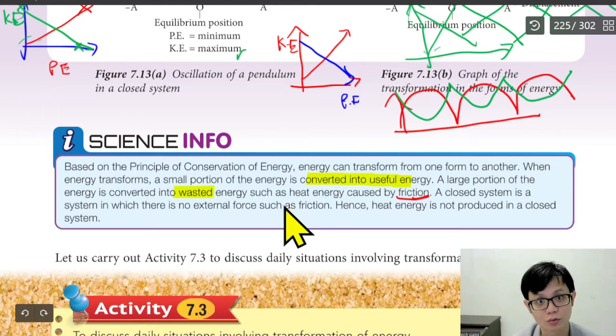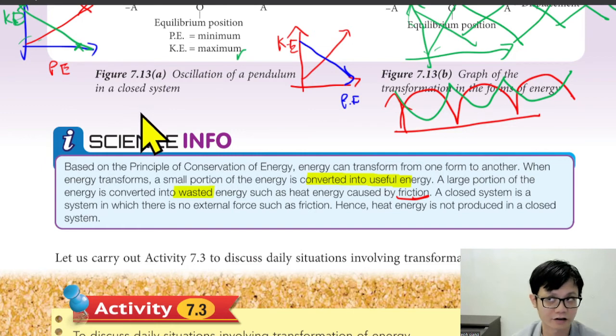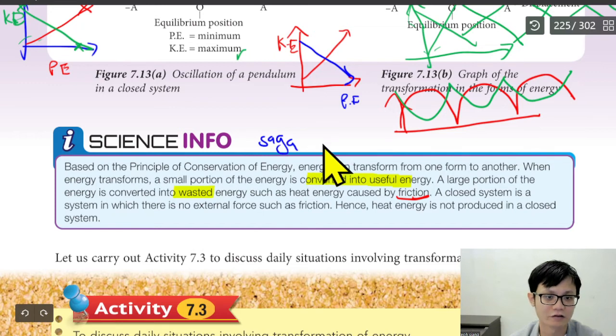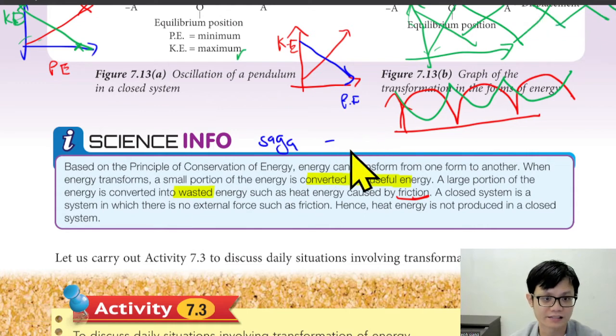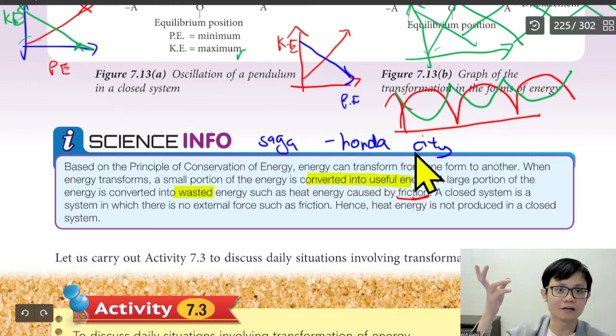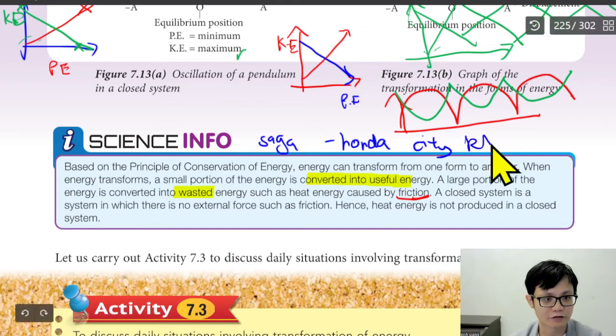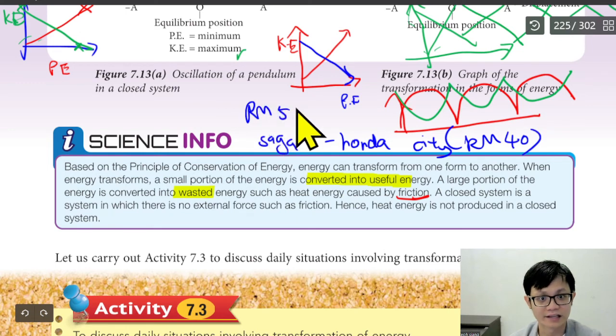Like a car, you use a lot of petrol. For example, an old car like the Proton Saga, compared with a Honda City or a Vios. When you go from Kuala Lumpur to Penang, the Honda City petrol is 40 ringgit, and the Proton Saga petrol is 50 ringgit.